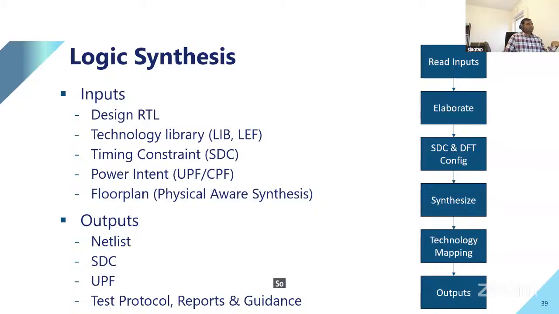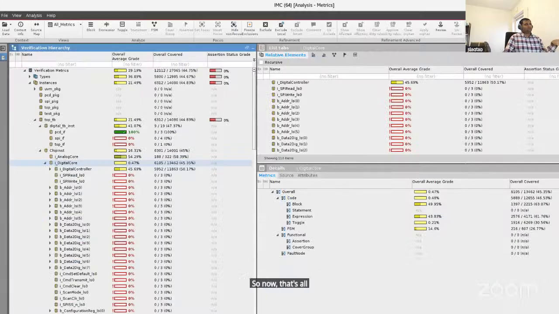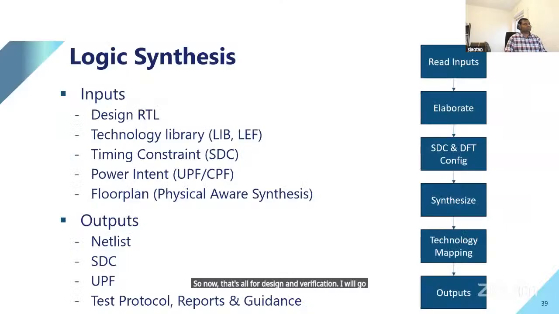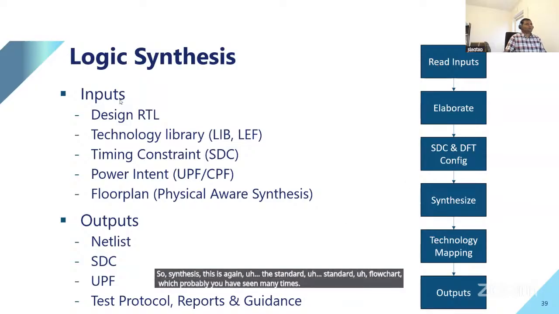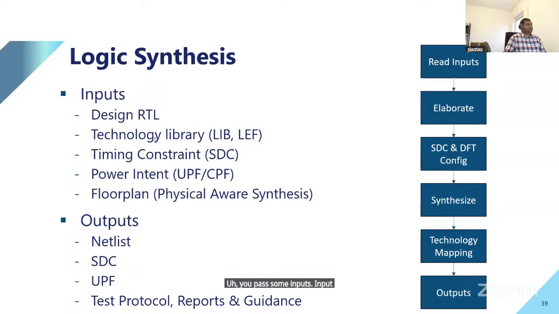So that's all for design and verification. I will go to the synthesis part. So synthesis, this is again the standard flow chart, which you have probably seen many times. You pass some inputs. Inputs could be the RTL code and the .lib library. Now I told you, stop thinking at transistor level, just think at gate level, because you are leveled up, elevated from transistors to gates.